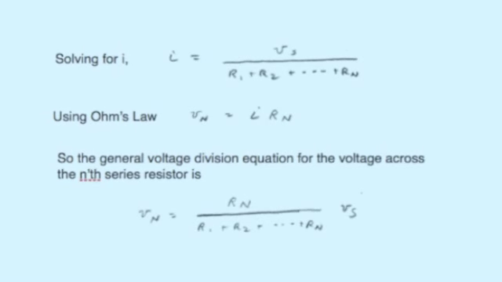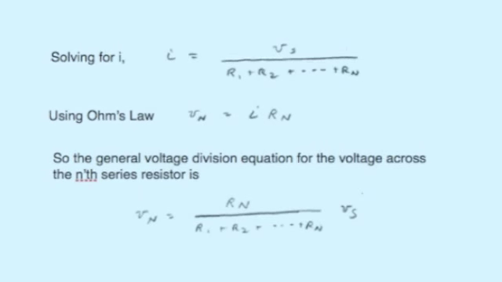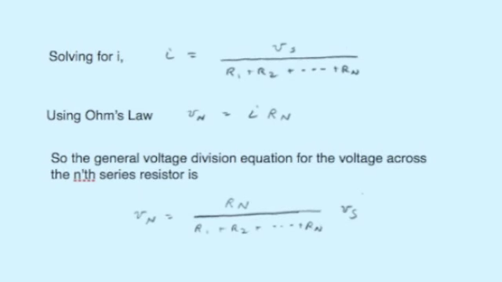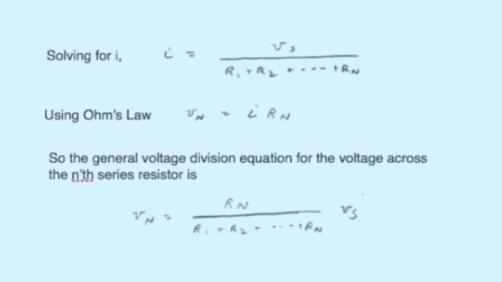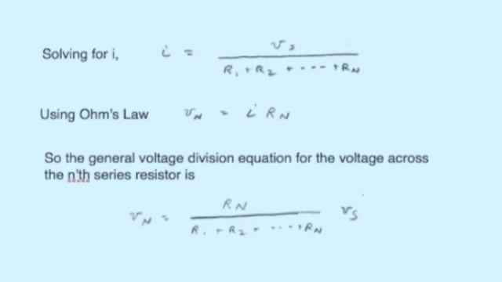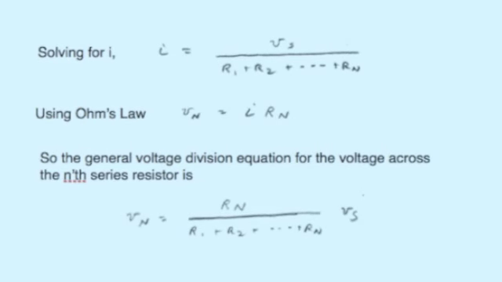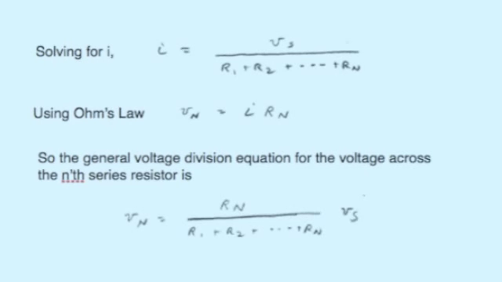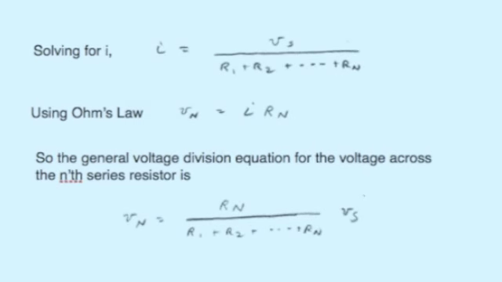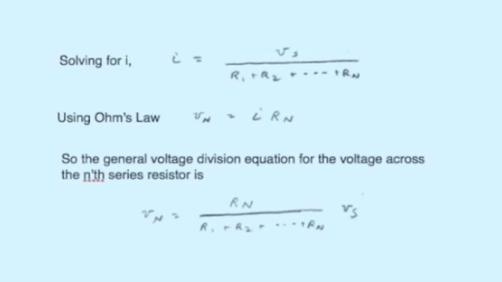Well, we wanted to develop an expression for the voltage across any given one of the resistors, say Rn. By Ohm's law, Vn is equal to I times Rn. We have the expression for I, so Vn is equal to Vs times, in the numerator, Rn, and in the denominator, the sum of all the resistors. This is a general expression for voltage division.